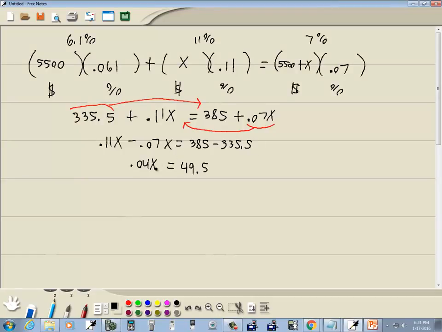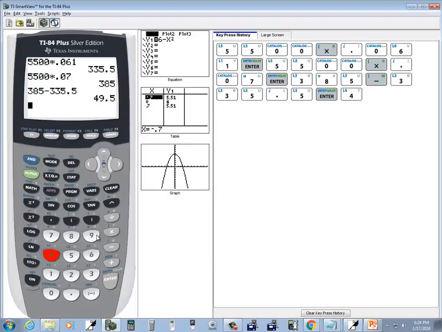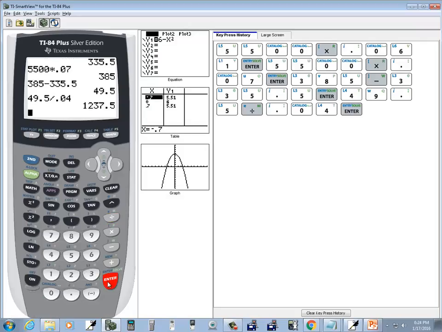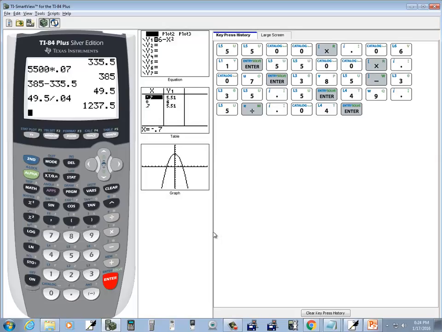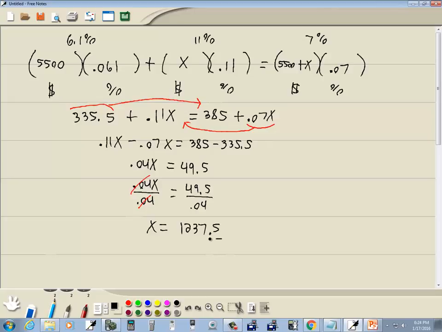Now we're trying to get X by itself, so we're going to divide both sides by the number in front of our X. So we'll divide both sides by 0.04. When we do that, the 0.04 is going to cancel, and we get 49.5 divided by 0.04. And that gives us 1,237.5. And that would be our answer.